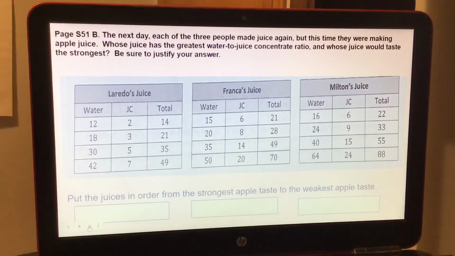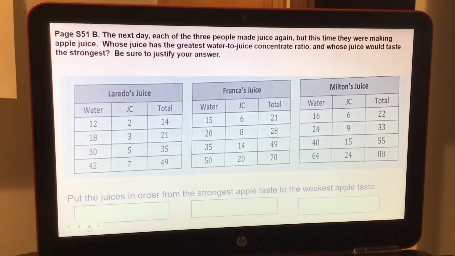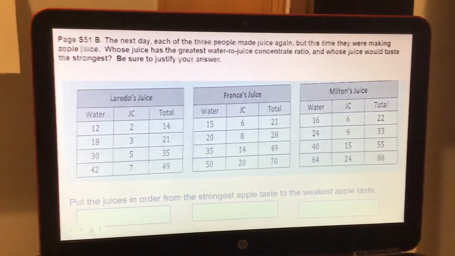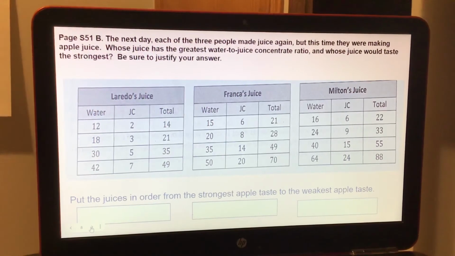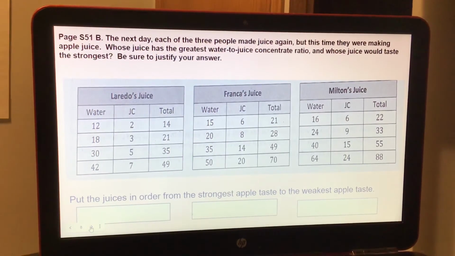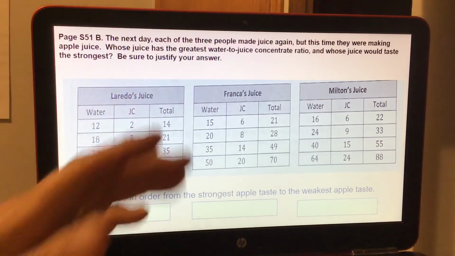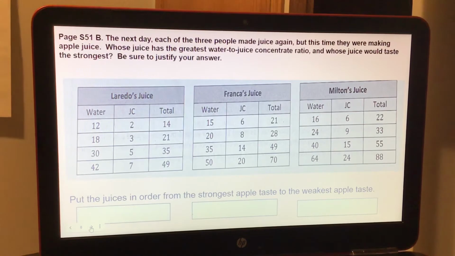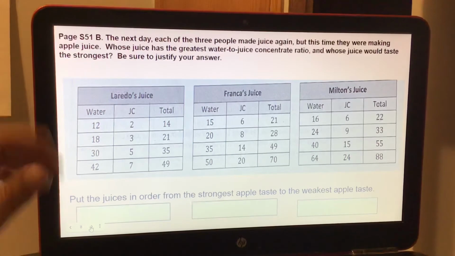So, okay. Page S51B. The next day, each of the 3 people made juice again. Oh, they're just making a bunch of juice. Okay. This time, I think we're making apple juice. Whose juice has the strongest water to juice concentrate ratio? So it's water to juice again. And whose juice would taste the strongest? When they say that, that would be who had more juice than water, right? Okay, be sure to justify your answer.